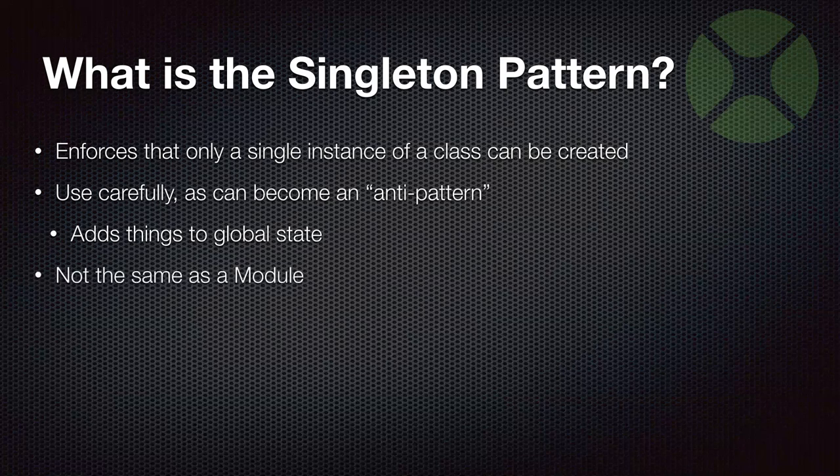Now, if you've used Xojo before, you should be aware there's a concept called a module that allows you to put code in it. And a module is not a class. So the singleton pattern is not quite the same as a module, although they can be a little bit similar. But a singleton is an actual class that can only have one instance. And a module is not a class at all. It's just a container for code and properties and whatnot.